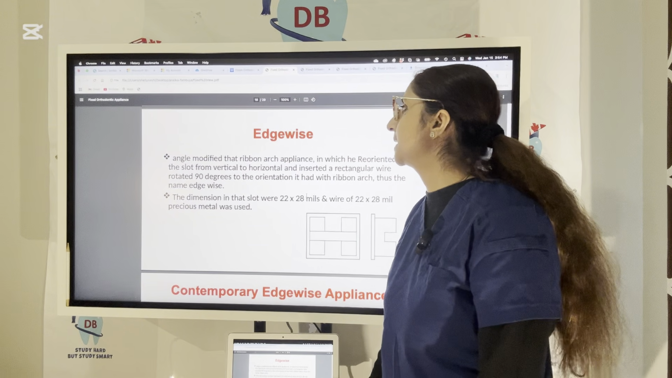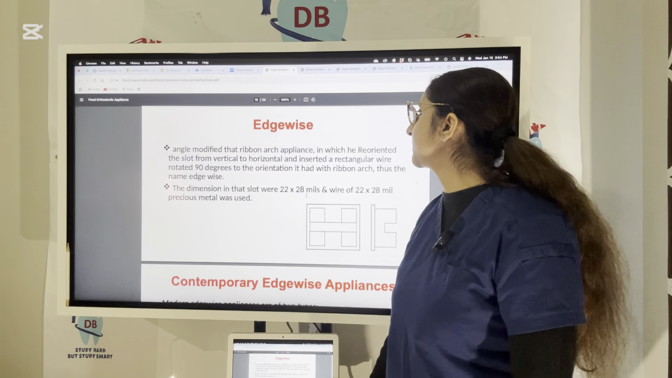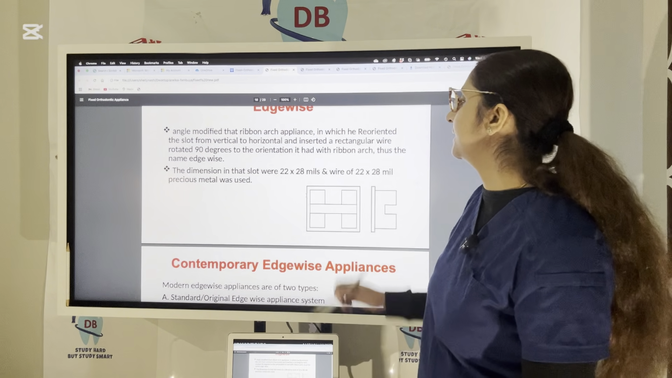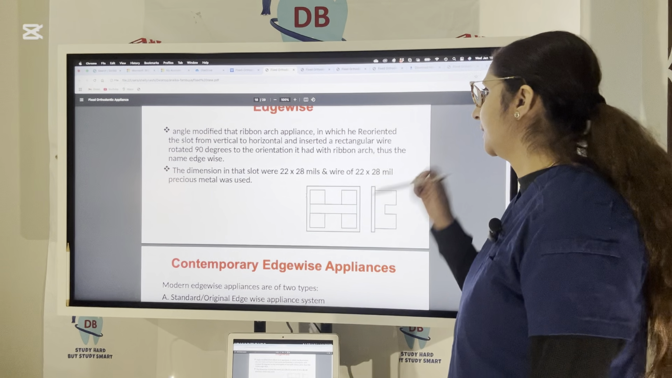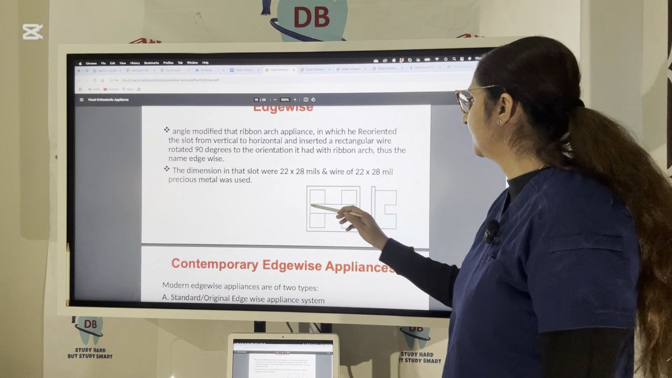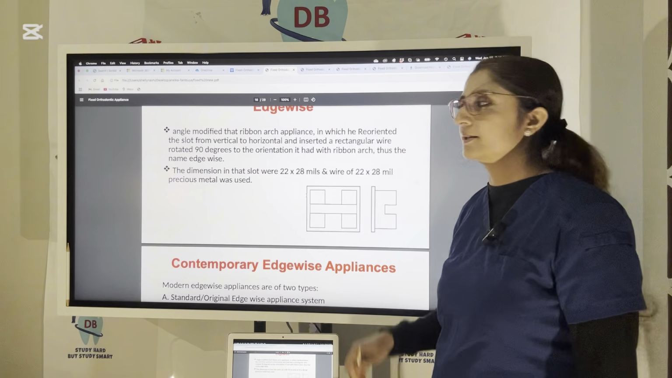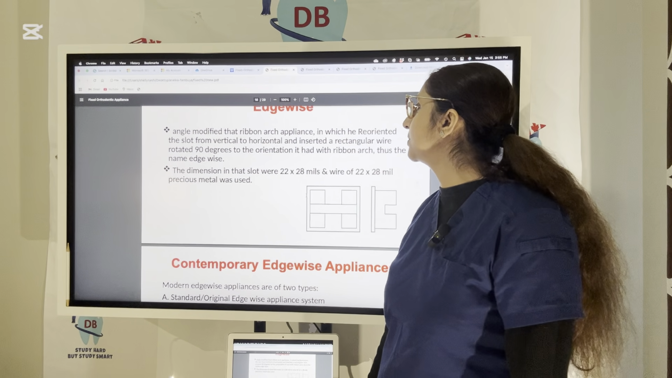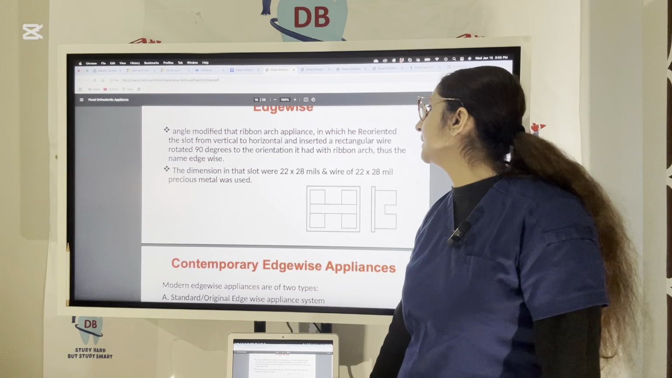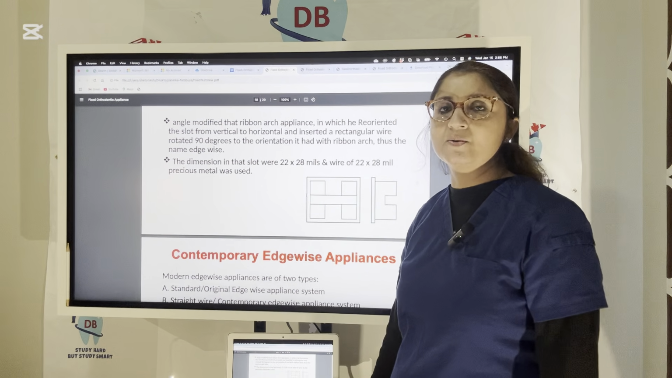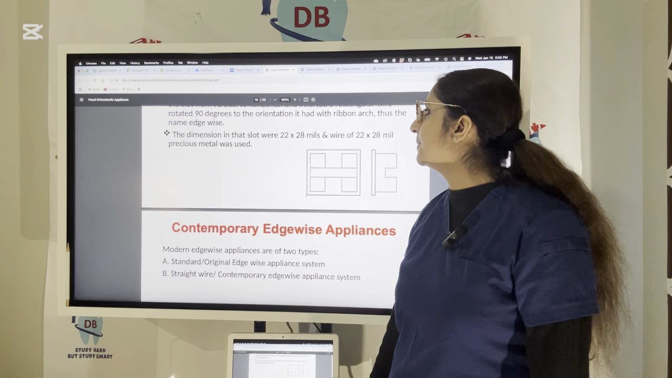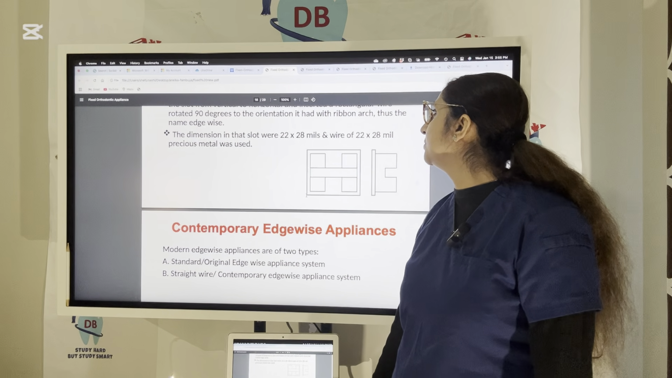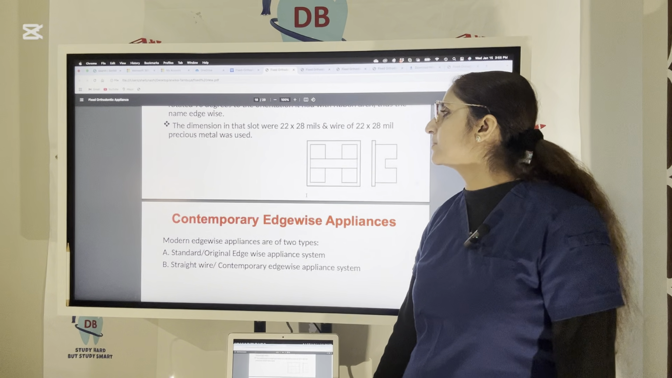Now let's see the edgewise appliance, what's happening here. Angle modified the ribbon arch appliance, in which he reoriented the slot from vertical to horizontal and inserted a rectangular wire, right? Instead of having a vertical slot, you were having, see, the horizontal slot here in the edgewise appliance. He inserted a rectangular wire in the horizontal slot that's rotated 90 degrees to the orientation it had with the ribbon arch appliance. This is the edgewise appliance with your horizontal slot. And the dimension of the slot was 22 by 28 mils and wire of 22 by 28 mils, that is thousandths of an inch, and precious metal was used.